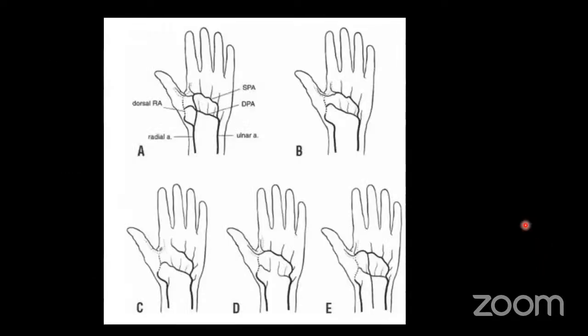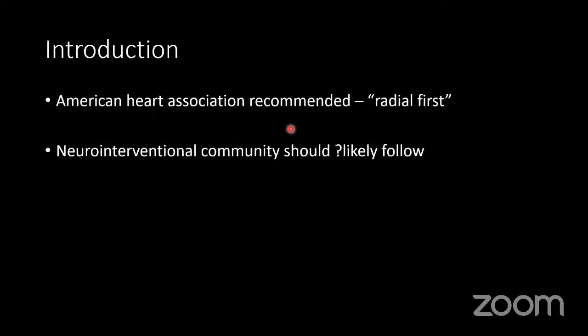So these are the different types of arches. Sometimes components will be missing, but usually both the superficial and the deep palmar arches will be patent. So this is the main reason why a loss of the radial artery may not be a catastrophic complication.